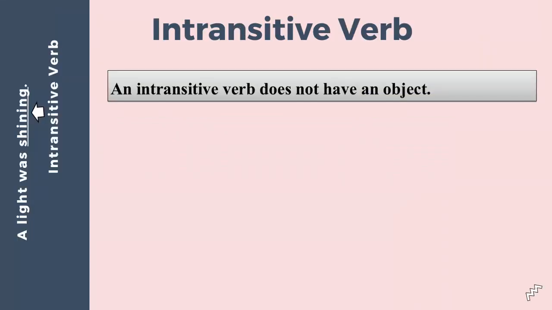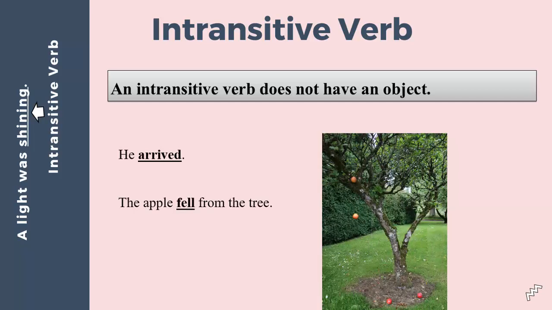What are intransitive verbs? They are the verbs that cannot have a direct object after them. The subject is doing the action of the verb and nothing receives the action. In other words, an intransitive verb does not pass the action to an object. Look at the example. He arrived. Here we cannot have an object after the intransitive verb arrive. An intransitive verb expresses an action that is complete in itself and it does not need an object to receive the action. The apple fell from the tree. Fell is an intransitive verb here, and from the tree is not an object, it is an adverbial phrase here.